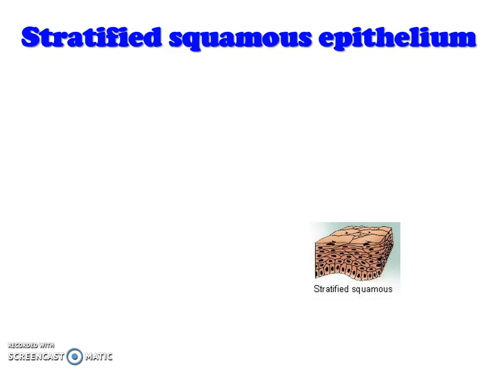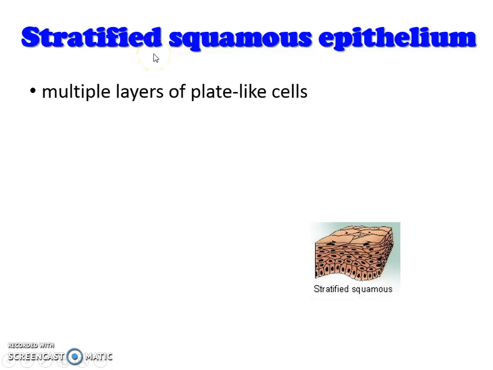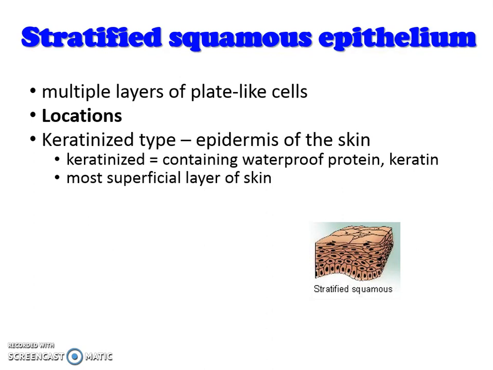Next type of tissue is stratified squamous epithelium. So again, we've got the layer of flattened plate-like cells, but the fact that it's stratified tells us that it's more than one layer of cells. So multiple layers of plate-like cells, and you would find stratified squamous epithelial tissue in the skin pretty commonly, particularly in the epidermis, which is the most superficial layer of the skin. And if you remember from lab number 1, superficial means close to the surface. So the epidermis is the layer of skin that is closest to the surface.